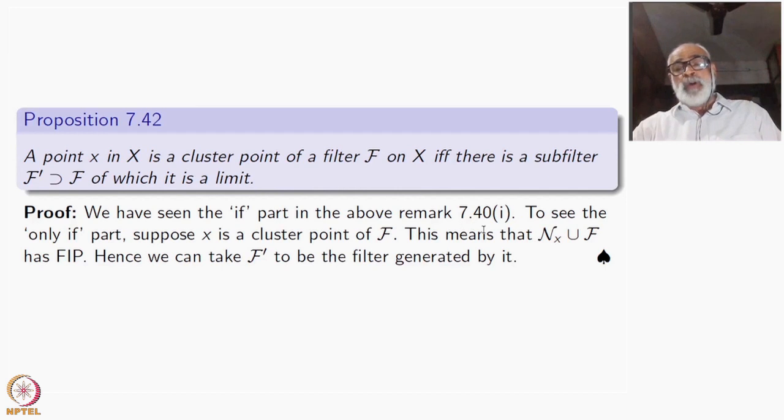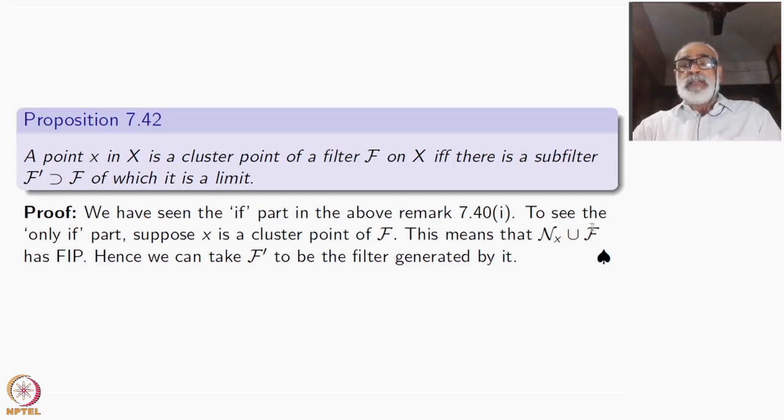The if part we have already seen in the earlier remark. To see the only if part, suppose X is a cluster point of F. This just means that N_X, the neighborhood system, union F, has the finite intersection property. See, within N_X it has the finite intersection property, and within F it has finite intersection.